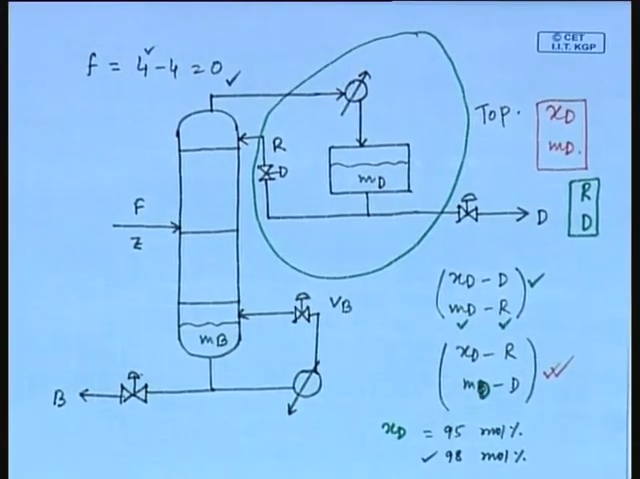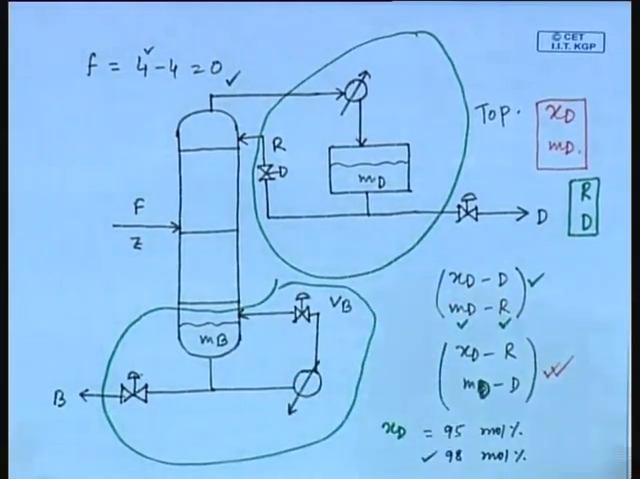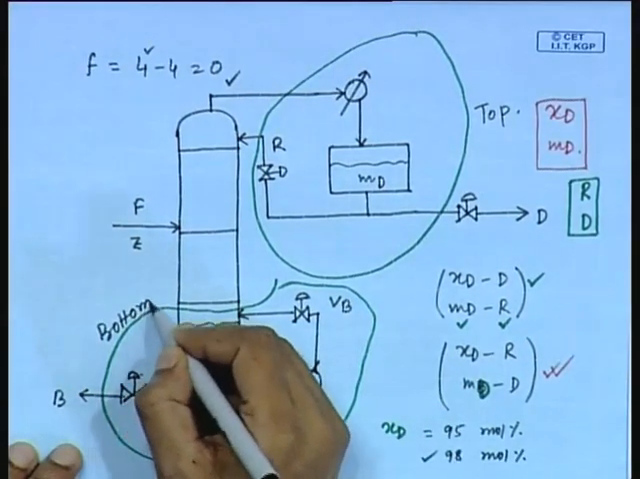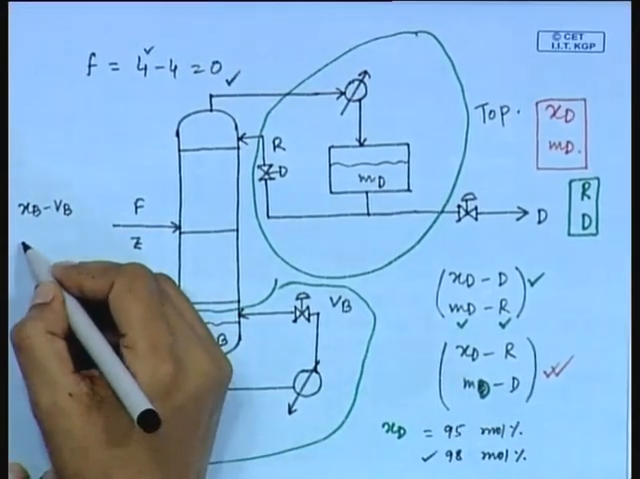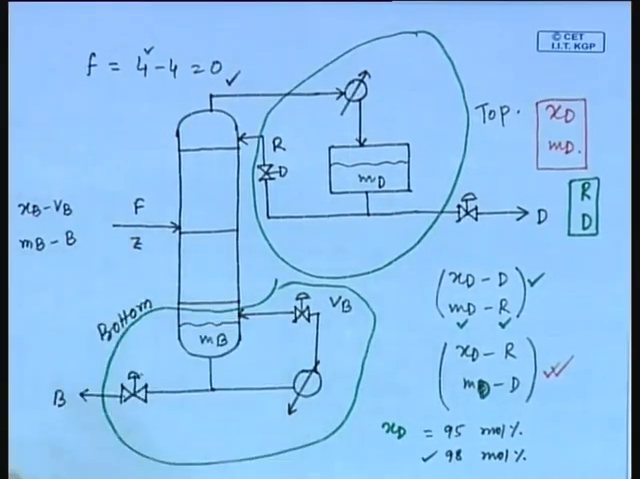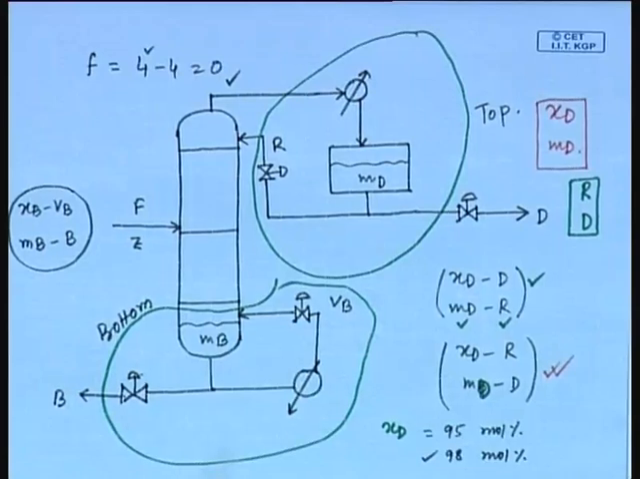In a similar way, this one is the bottom section. For the bottom section we choose XB versus VB and MB versus B. You see MB can affect the process, fine, but B is leaving the process. So in a similar way as we discussed for the top section, this is the best option for the bottom section, XB versus VB and MB versus B.